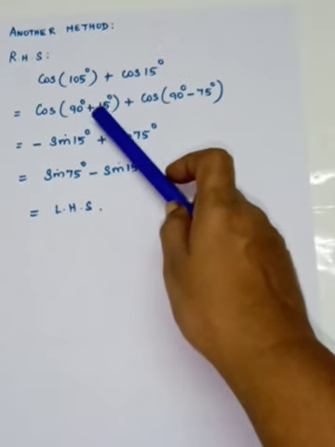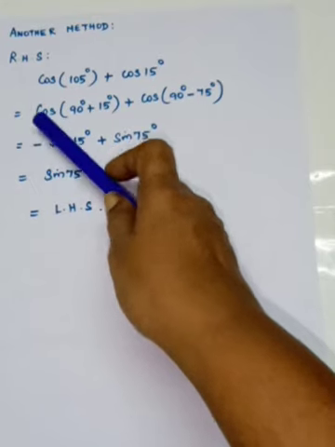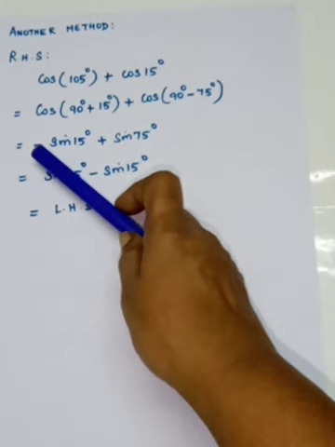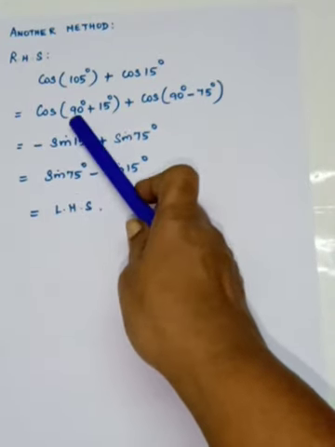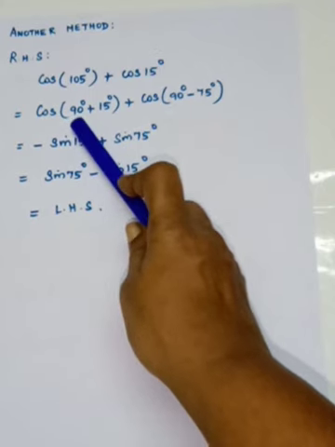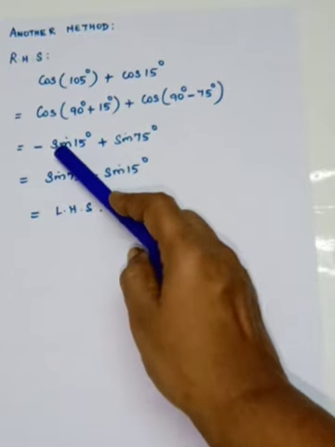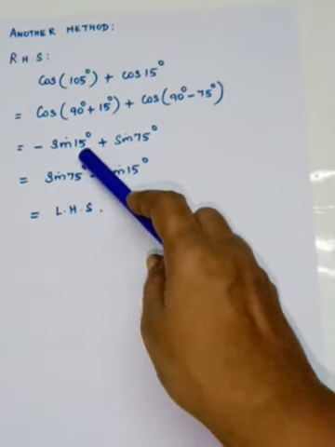So 90 plus 15 lies in the second quadrant. In the second quadrant, cos is negative, so I have written minus. It is an odd multiple of 90 degree. If an odd multiple comes, you have to change the cos to sine. So your answer is sine 15 degree.